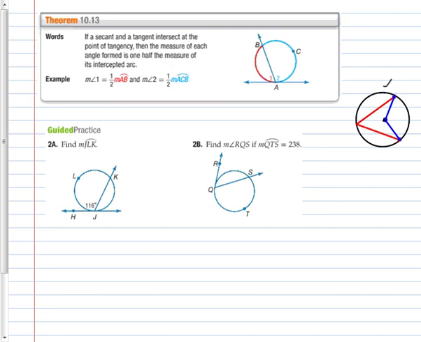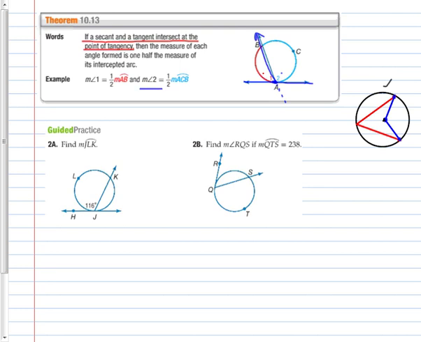If a secant and a tangent intersect at the point of tangency. So here is a tangent. Point of tangency is A. And here's a secant that goes shooting through the circle. And if they intersect right there, now it doesn't matter whether they go along or not, then the measure of the angles formed, and there are two angles formed. Here's angle 2, here's angle 1, but both of them have the same relationship.